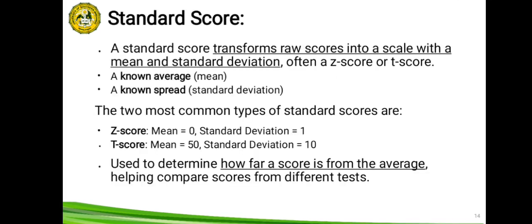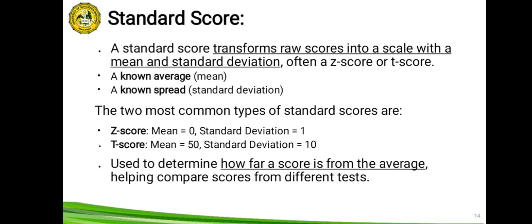And for the last type of test score for my discussion, we have here the standard score. So the standard score is a transformed raw score into a scale with a mean and standard deviation, often a z-score or a t-score. So the standard score is a transformed version of raw score. It shows how far it is from the average or from the mean in terms of standard deviations. It converts your raw score into a scale based on the mean and the standard deviation.